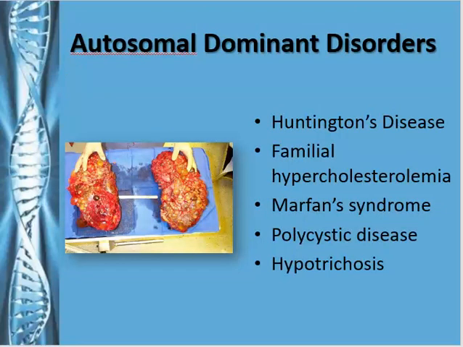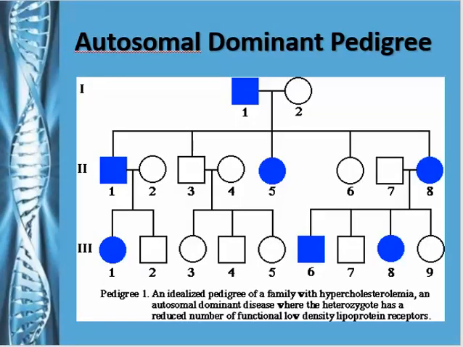So, some autosomal disorders: Huntington's disease, familial hypercholesterolemia, Marfan's, autosomal dominant polycystic kidney disease. This is a picture of hypotrichosis. So it works like this. There's a dominant, this person is affected, half of the children are affected, and it passes down.